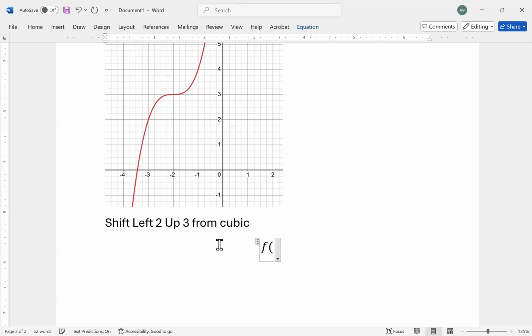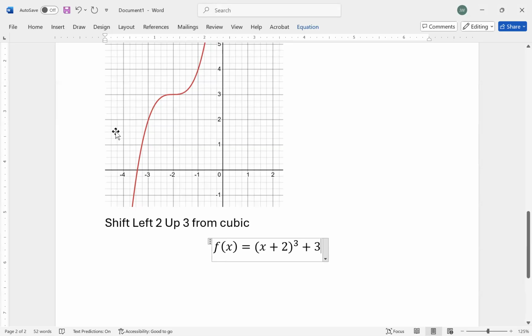I can say I'll write f of x. You could also write y. We're going to start with the cubic function, x to the third. We're going to shift it left 2. Now be careful. Remember, this is x minus h. If we go left, the h is a -2. Minus a -2, I'd probably call +2. So x plus 2, that shifts it left 2 units. Up 3 units is a +3 at the end.